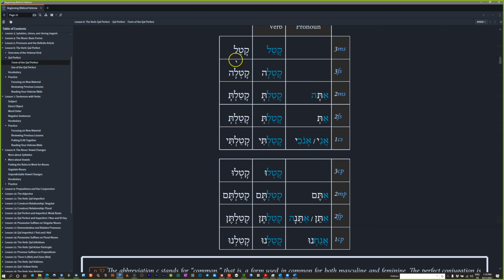So again, at the top, a little bit different rhythm. Katal, katala, katalta, katalt, katalti. The singular is a little bit trickier because the accent shifts around in the singular, but that's why it sounds different. Katalu, kataltem, katalten, katalnu. And then all the way through you would go. Katal, katala, katalta, katalt, katalti. Katalu, kataltem, katalten, katalnu. Eventually you want to get that fast with it.